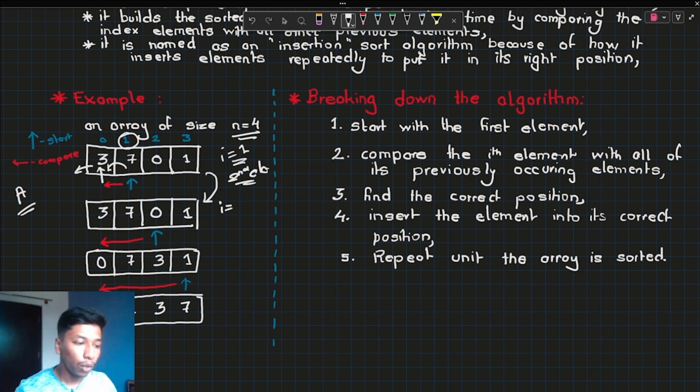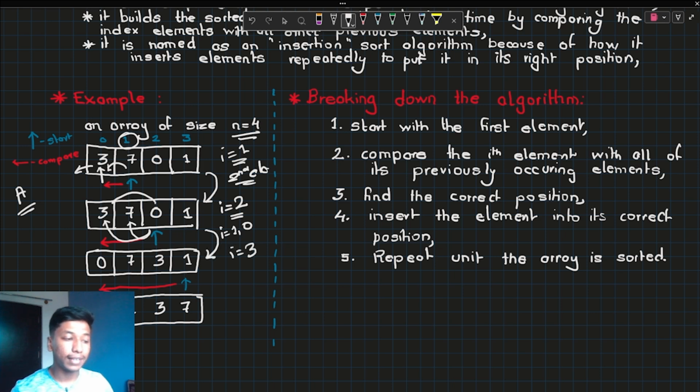Here we will be comparing the element at index number 2 with elements at index number 1 and 0. First of all, we'll check if 0 is less than 7. Yes, it is less than 7. Then we'll also check if 0 is less than 3. Yes, it is also less than 3. Now what happens here is we will be swapping the position of 0 and 3. Okay, so as you can see in the next iteration where i value is now 3, the position of 0 and 3 have been exchanged.